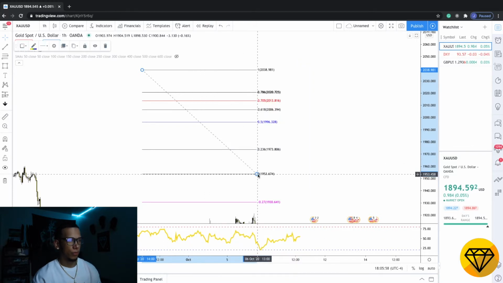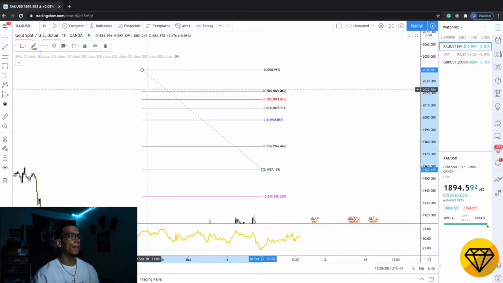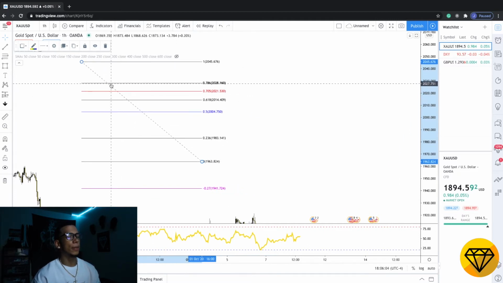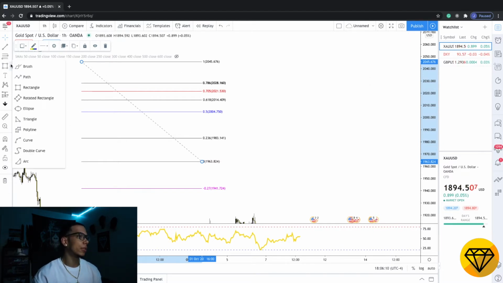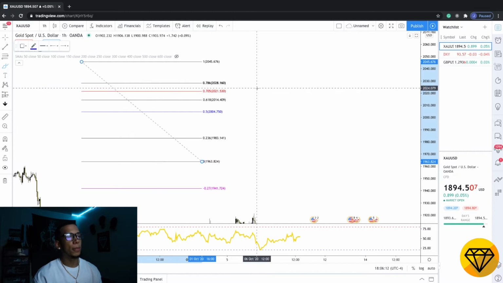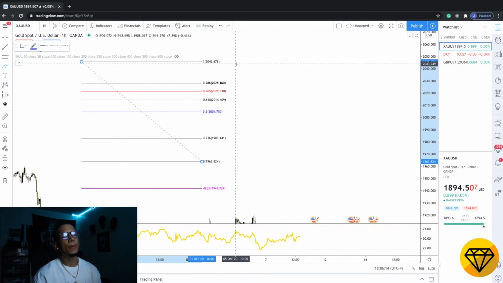Now, like we said, the Fibonacci Retracement tool, we use this to measure out retracements in the market. So what's a retracement? All right, let's go step by step. A retracement is something that typically follows an impulsive move, right?